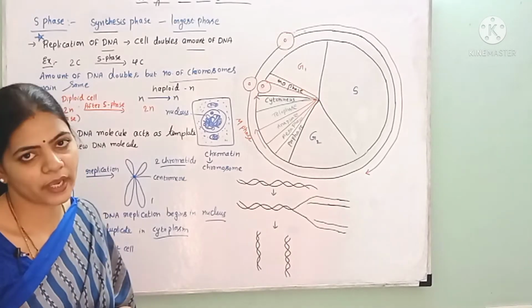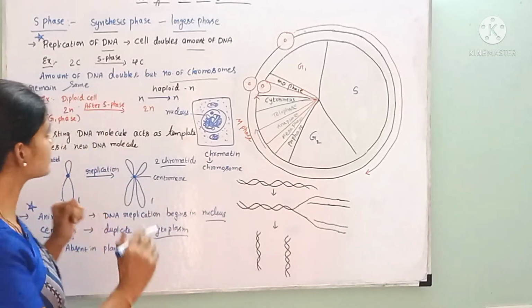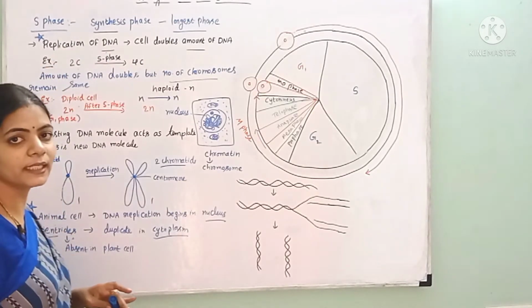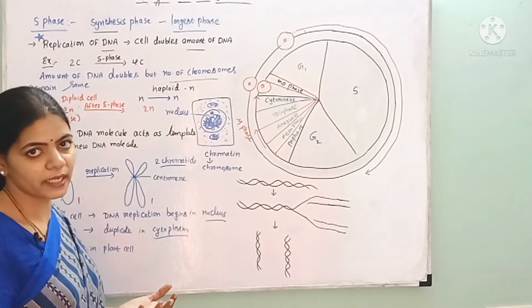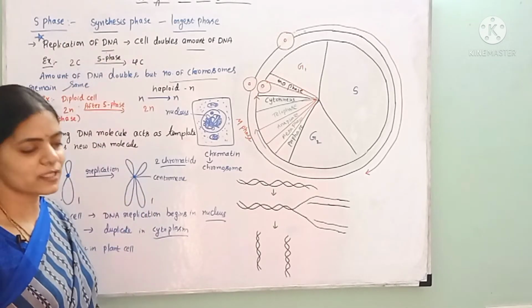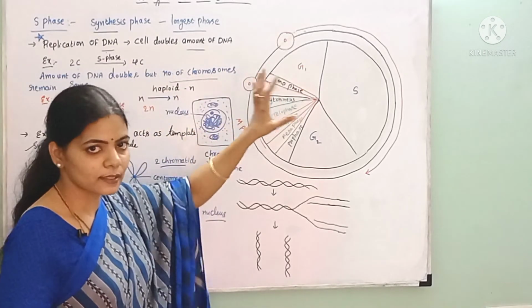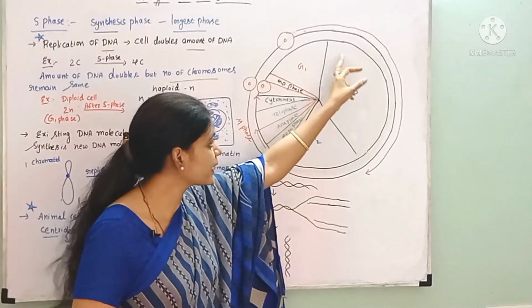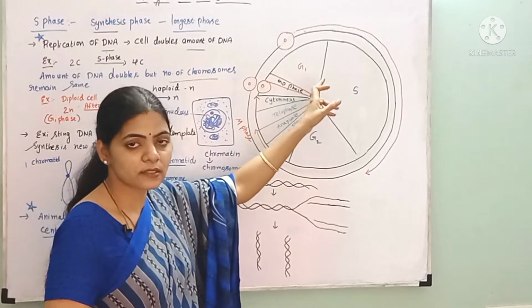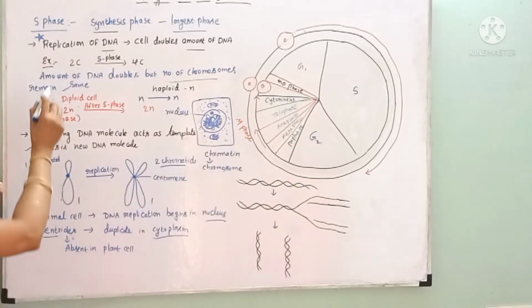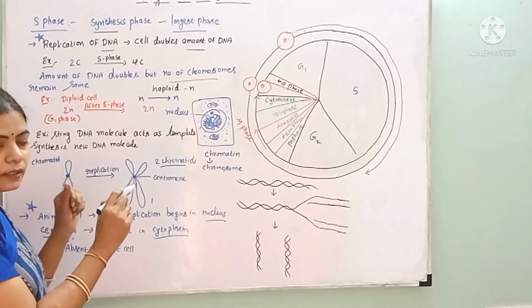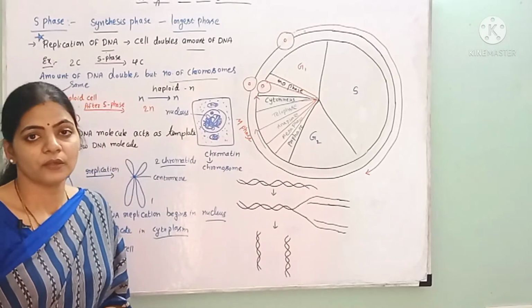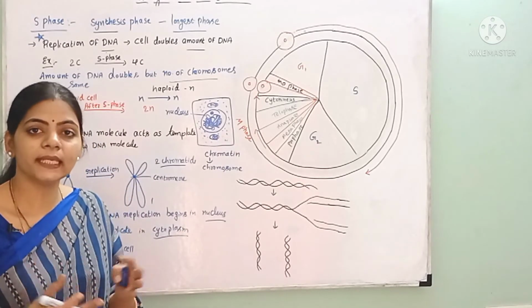What is the S phase? It is the synthesis phase. What is it synthesizing? DNA. In this S phase, replication of DNA occurs, and hence we call it the S phase. And if you see the cell cycle, G1, G2, M phase, among all these, S phase is the longest phase. Here, the replication of DNA occurs and the cell doubles the amount of DNA.